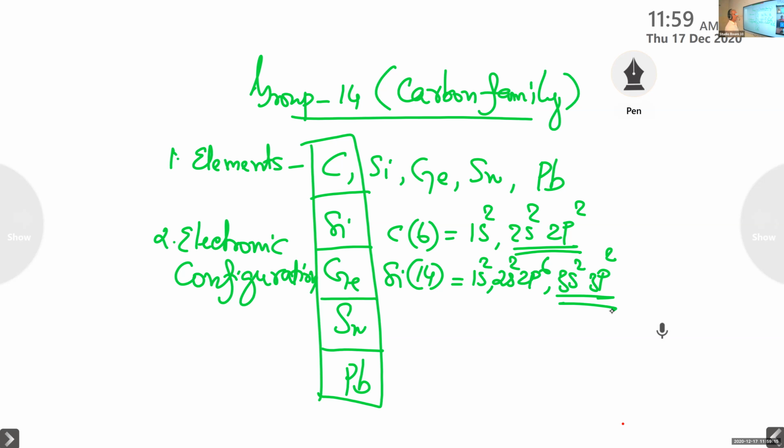We have taken two examples from group 14. Now what can you see there? In the outermost level, there is an s2p2 configuration. s2 is common. Previously it was s2p1. Remember group 13.